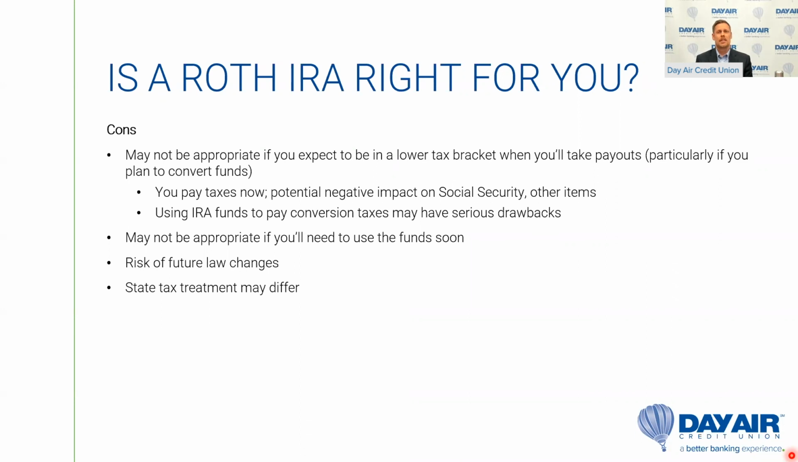As far as cons, as far as negatives to a Roth IRA, well, if you expect to be in a lower tax bracket when you retire than you are now, then converting money from a traditional to a Roth may not make sense. It may make more sense for you to contribute money to a 401k plan. However, once you do retire, there's nothing stopping you from converting after you're already in that lower tax bracket from the traditional to the Roth. So that is a strategy that you can utilize.